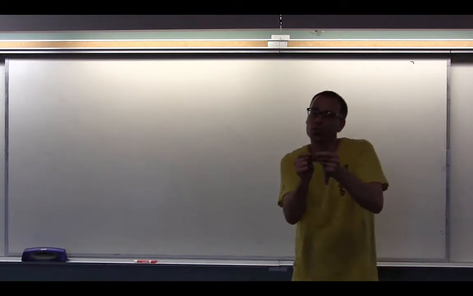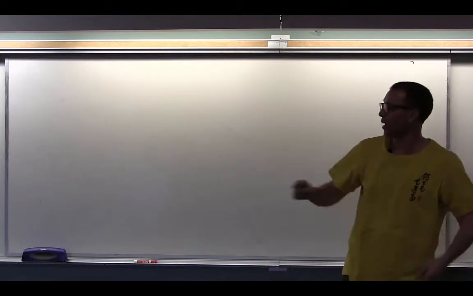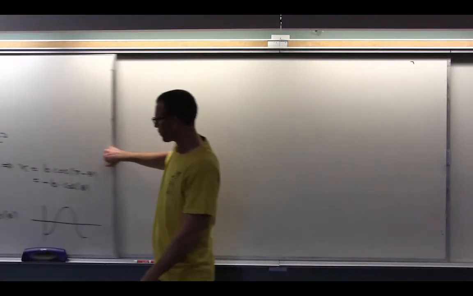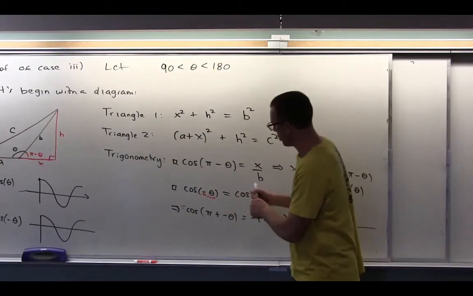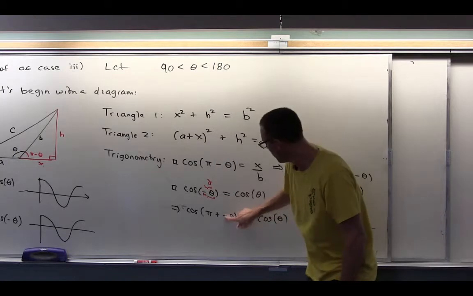Why, when we add, do you shift to the left? Why, when you subtract, do you shift to the right? So what I'm saying is, what's the input to that function? Negative theta. So just call that gamma. Okay. So negative theta is gamma.